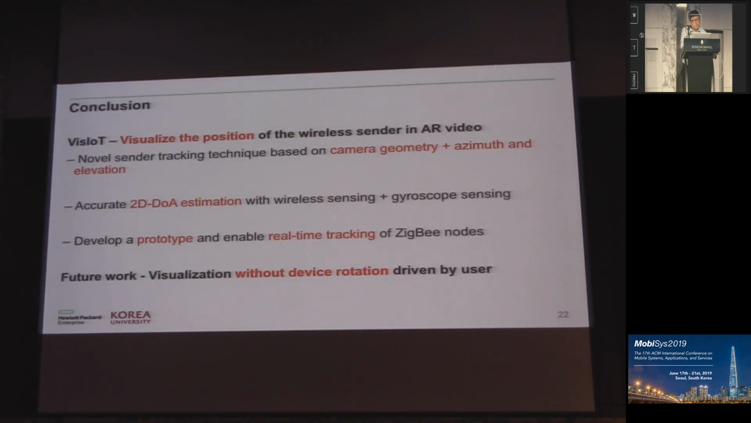Now, I'm going to finish the talk with the conclusion and future work. BizIoT is a novel technology that enables the visualization of the location of a wireless sender in an AR viewpoint. In this project, we introduced a wireless sender position estimation technique based on the combination of camera geometry with azimuth and elevation. Also, we propose accurate two-dimensional direction of arrival estimation by combining wireless and gyroscope sensing data. We developed the prototype and enabled real-time tracking of a GP device.